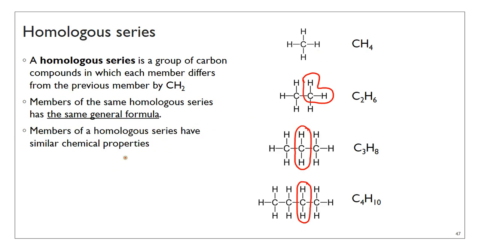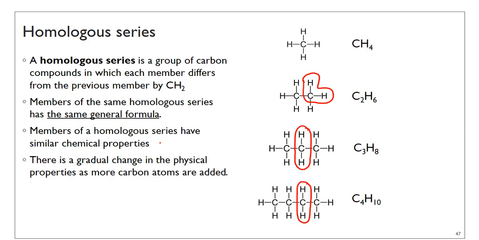The reason for that is because they have very similar bonding structures. The only thing that differs one member from the next is how many carbon and hydrogen atoms each member has. So whatever this molecule can do in terms of chemical properties and reactions, this one can do. We haven't actually talked about chemical reactions at all since the start of the year, and we're going to start discussing chemical properties on Wednesday. For now, just remember this.